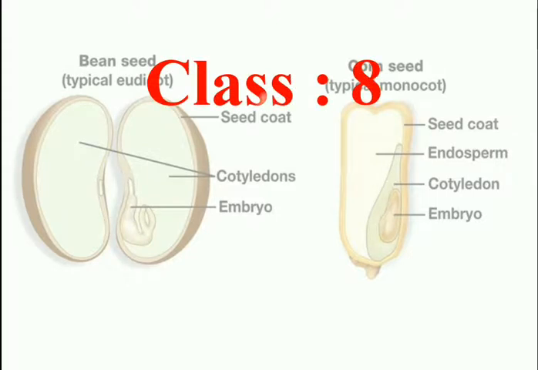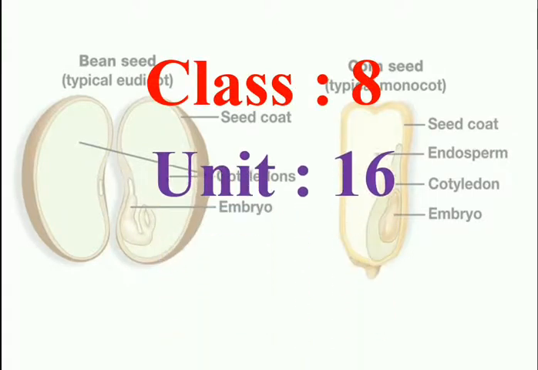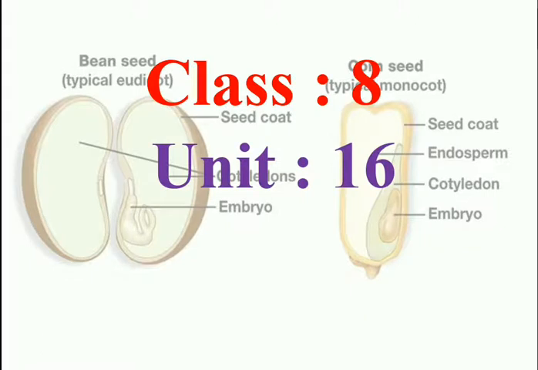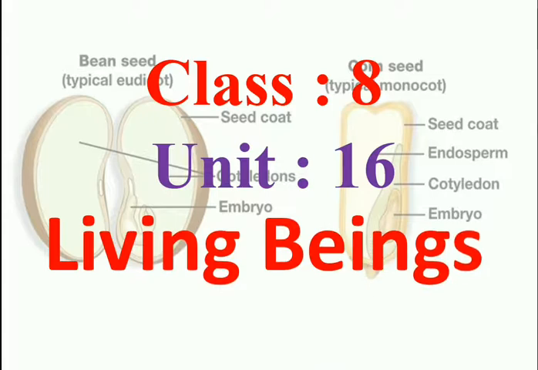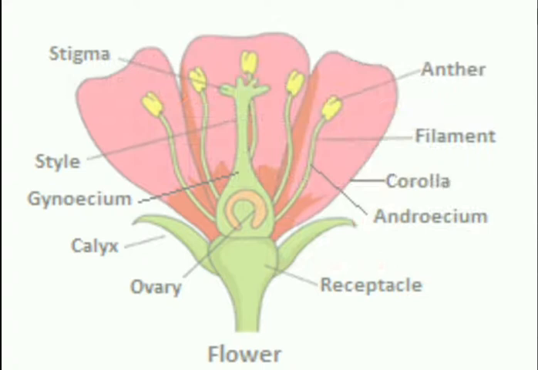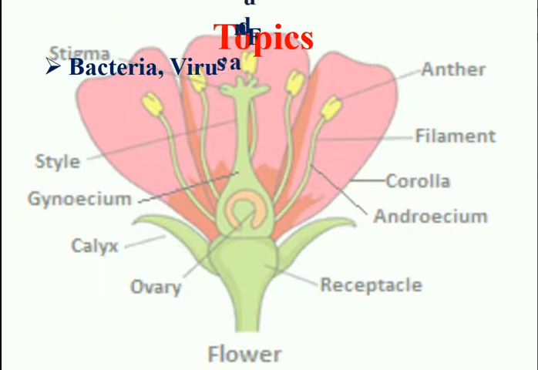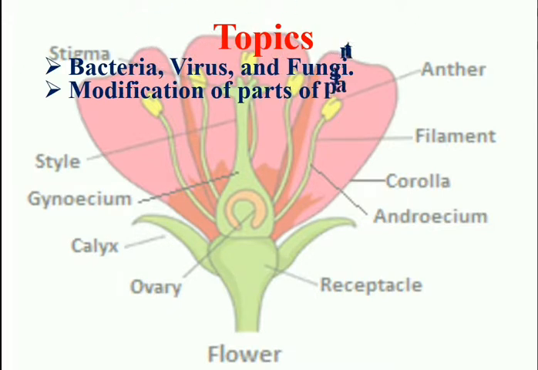Class 8, Unit 16, Living Beings. Topics: bacteria, virus, and fungi. Modification of parts of plant.